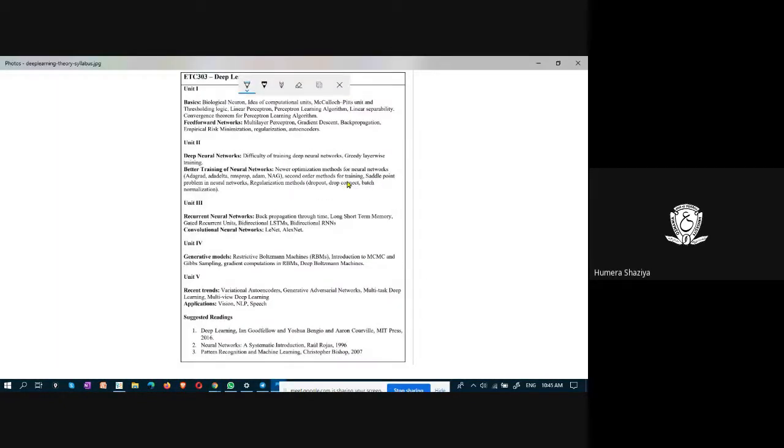And we are done with unit 4. Tomorrow we will start unit 5, variational autoencoders. We looked at the restricted Boltzmann machine, and then MCMC, Gibbs sampling, gradient computations in RBMs, and deep Boltzmann machines. These are the generative models. Tomorrow we'll begin unit 5 with variational autoencoders.